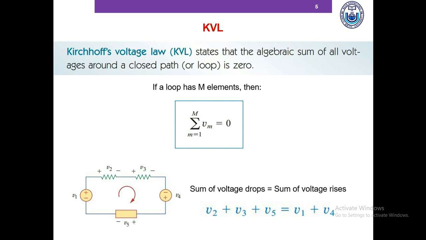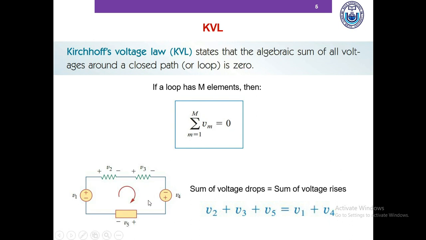Kirchhoff's second law that we're going to discuss is Kirchhoff's voltage law, or KVL, which states that the algebraic sum of all the voltages around a closed path or loop in a circuit is 0. So what does this mean? This means that if you start at a particular point in a circuit and go around the loop, it could be clockwise, it could be anti-clockwise, and you keep summing the voltages as you go along, so the sum of voltage drops will equal sum of voltage rises.